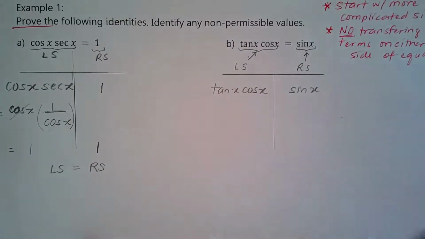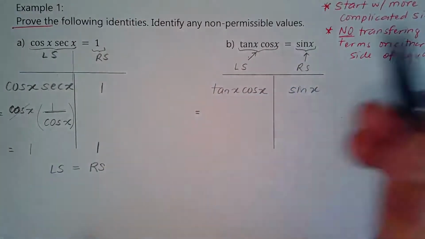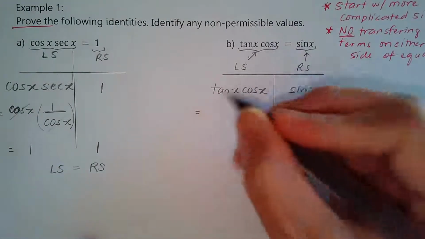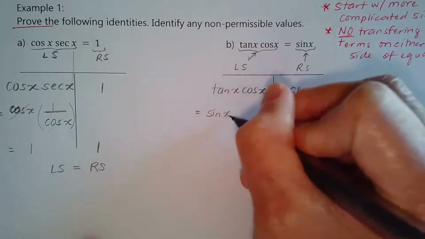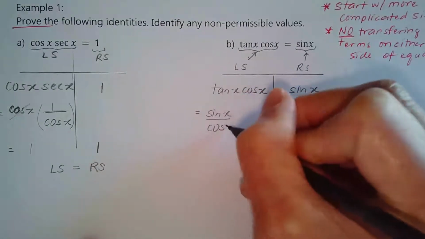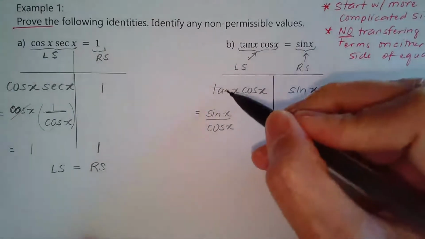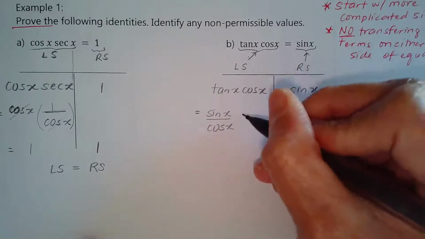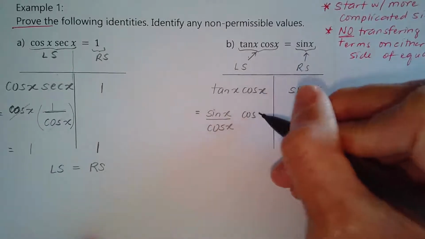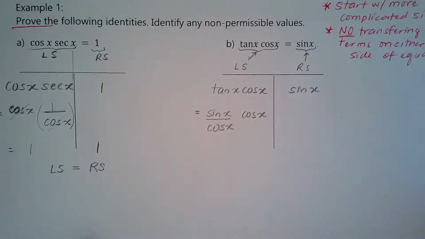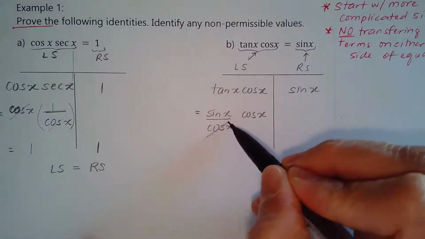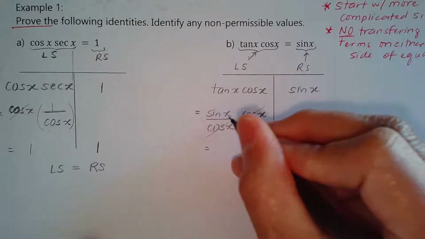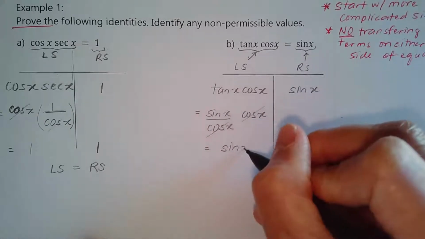Okay, so what do we know? Tan of x. What do we know about tan of x? We can write tan of x as sine of x divided by cos of x. So the tan of x, we're replacing it with sine of x divided by cos of x, and then the times cos of x is still here. Now I see that the cos of x and the cos of x cancel each other out. So now this is just simplified to sine of x.